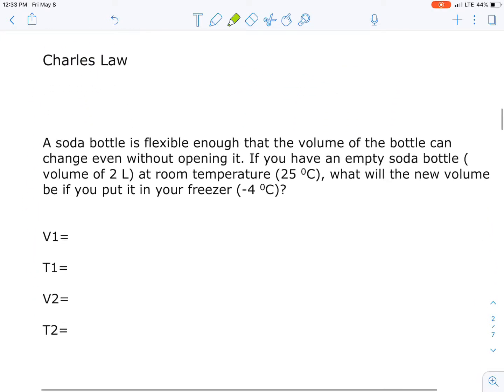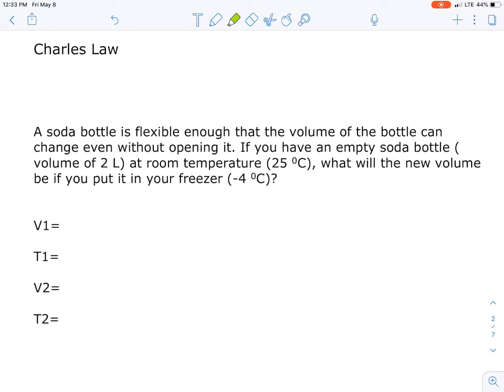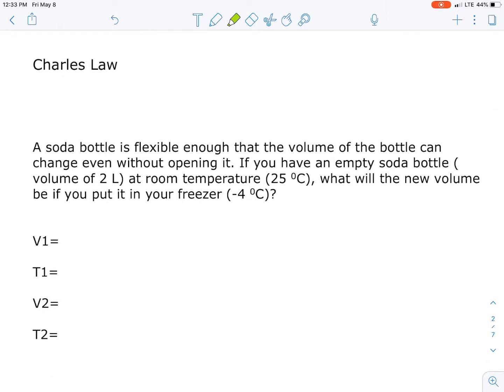Charles' Law. Okay, now Charles' Law is dealing with, where's the equation? Okay, I don't have it on here, so I will put it on right now. So Charles' Law is V1 over T1 equals V2 over T2. Okay, so again, we're going to highlight this as we go.